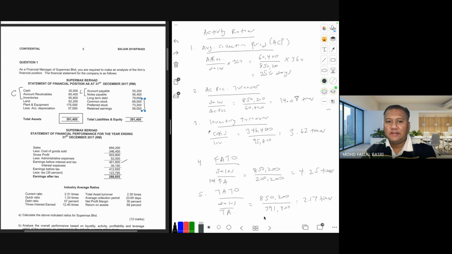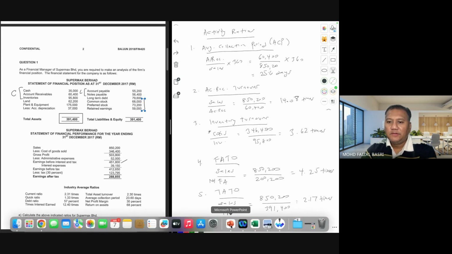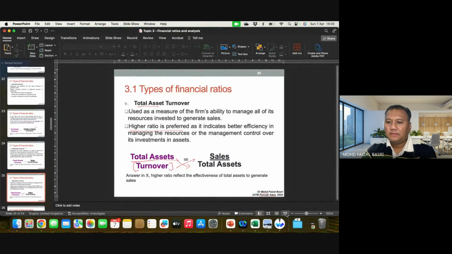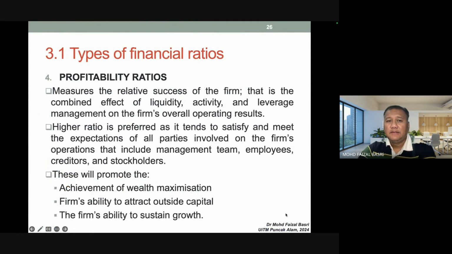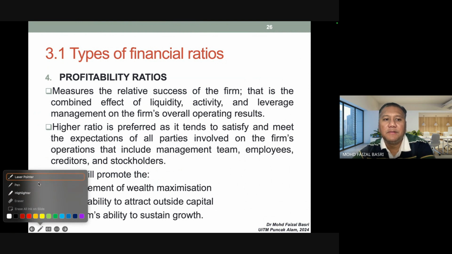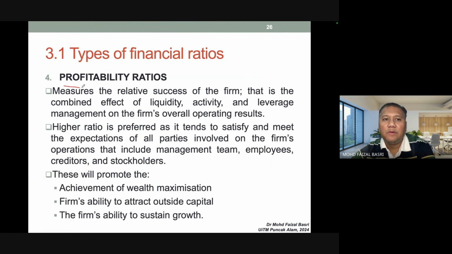Okay, so this is the third category, activity. Let's move on to the fourth one. Okay, ratio yang keempat is known as profitability. Okay, so the key is profits lah. Kita nak tengok how profitable the company is, when we compare against sales ke, kita nak compare against equity ke, assets ke, depending on the types of ratio.